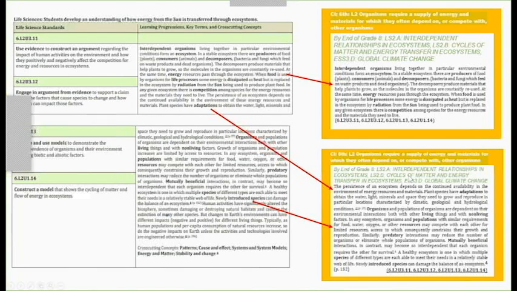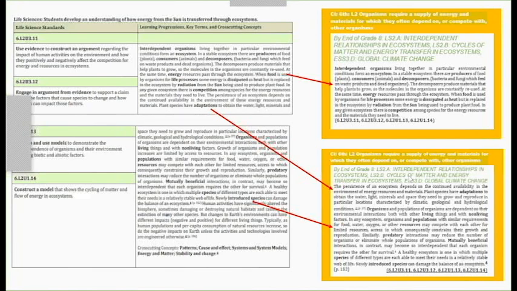Now I would introduce them to the standard. So in this example, we're really looking at 6th grade standard number 12 and 13. We would like to know with 13 to have students develop and use a model to demonstrate the interdependence of organisms and their environment, including biotic and abiotic factors. And you'll see that you picked out a lot of those important points when I asked you what students need to know.